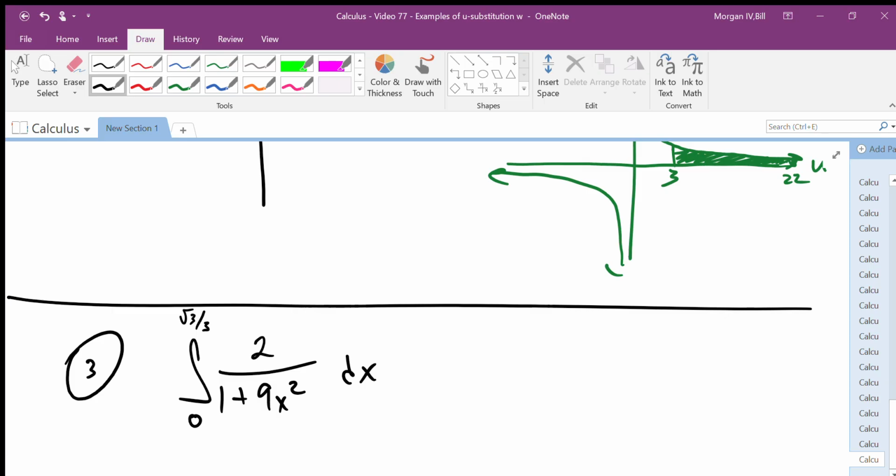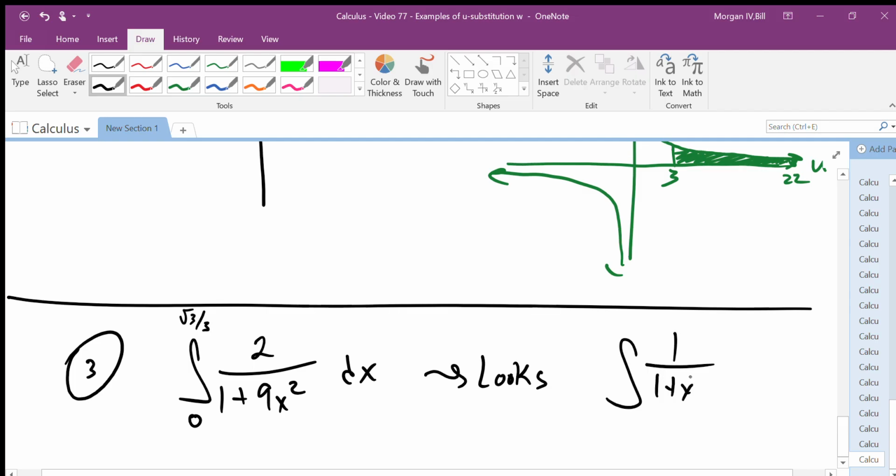When you look at this problem, sometimes for all these, it's not a bad idea to ask, what does this resemble? Does this look like something that I know? In this case, this looks like it has the same form as 1 over 1 plus x squared dx, and I know what that integral is. I know that integrates to the inverse tangent of x plus c. This looks a lot like that.